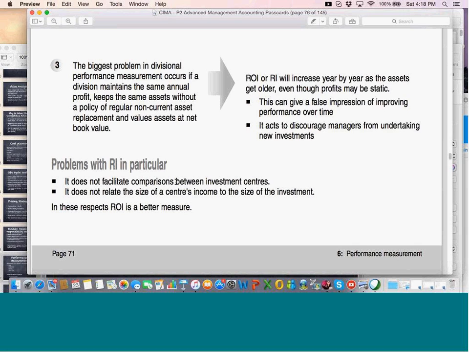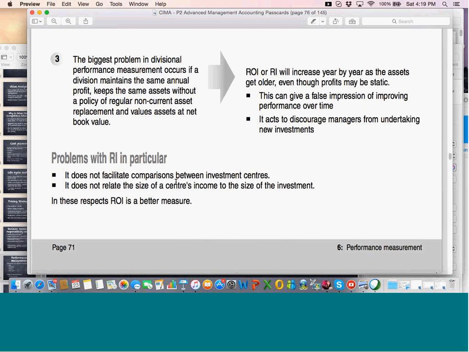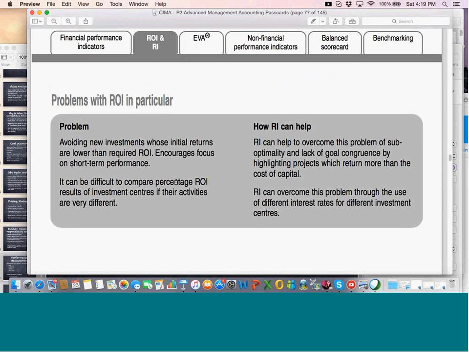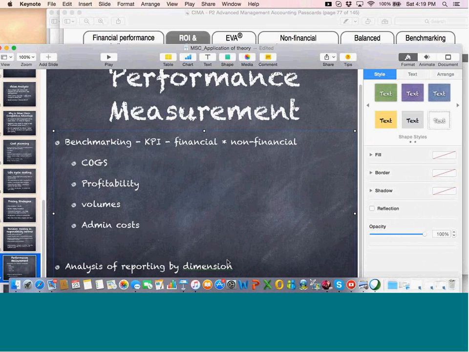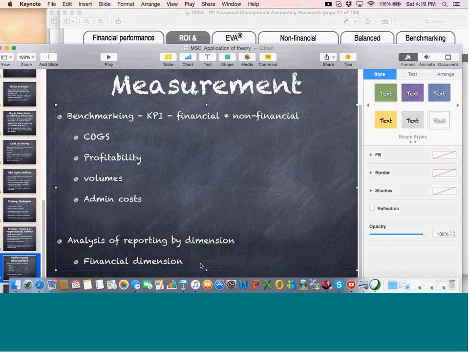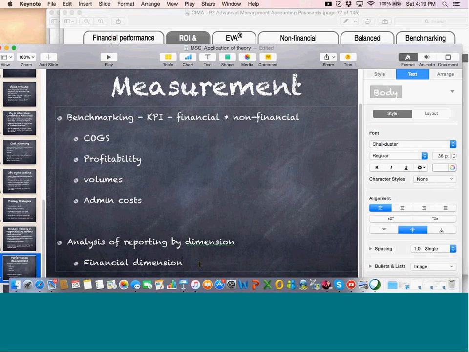Yakub, you're very right: if you depend entirely on this measurement, people shy away from investment. That is one aspect, one amongst many, so you shouldn't look at it in isolation. So for ROI, I would emphasize that you look at the advantages and disadvantages of ROI.